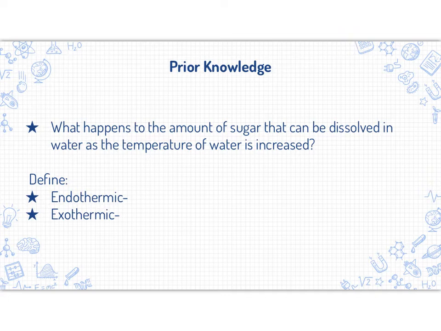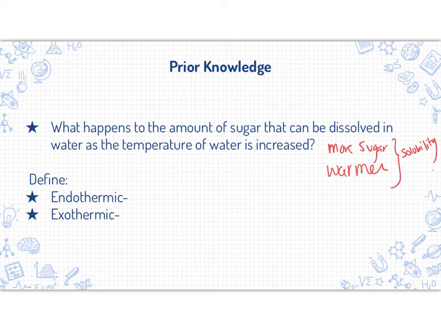So what happens to the amount of sugar that can be dissolved in water as the temperature of water is increased? Well, if we compare iced tea versus warm tea, we all know that we can dissolve more sugar the warmer the solution is. To a limit, of course. There is a limit, and that is represented by the solubility.